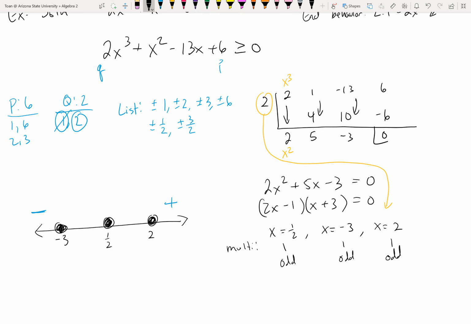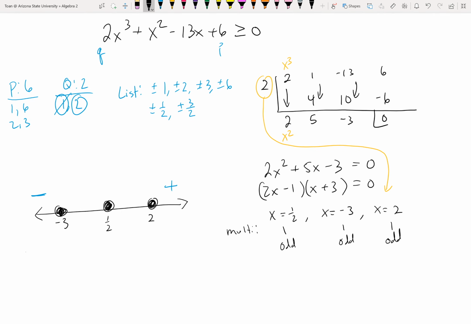So then let's just go ahead and sketch it. Since I know it's going to be down to the left here, it's going to go to -3. -3 has an odd multiplicity, so it's going to cut on through and curl back down. 1/2 here has an odd multiplicity, so it's going to cut on through, curl back up. 2 has an odd multiplicity, so it's going to cut on through. Well, we can see that in this region the graph is above, so it'll be a plus. In this region the graph is below, so it'll be a minus.